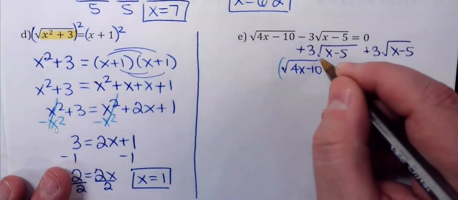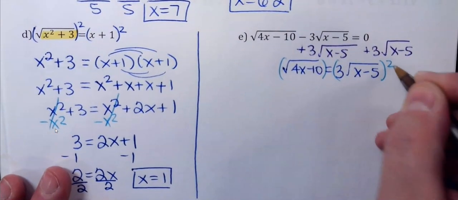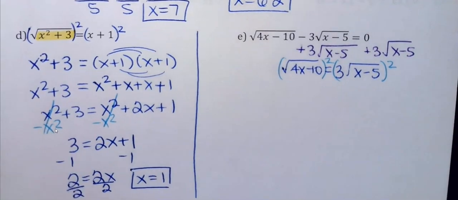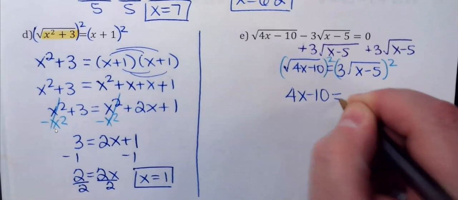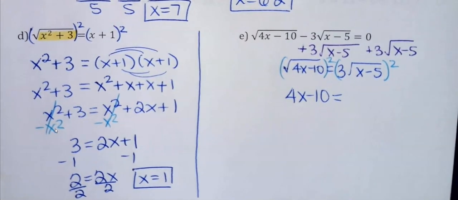All right, so we isolated it as much as possible. What I left on the left side there would just be 4x minus 10. What would you do if you square the other side? I've got 3 times the square root of x minus 5. If I square that, what's that going to look like?